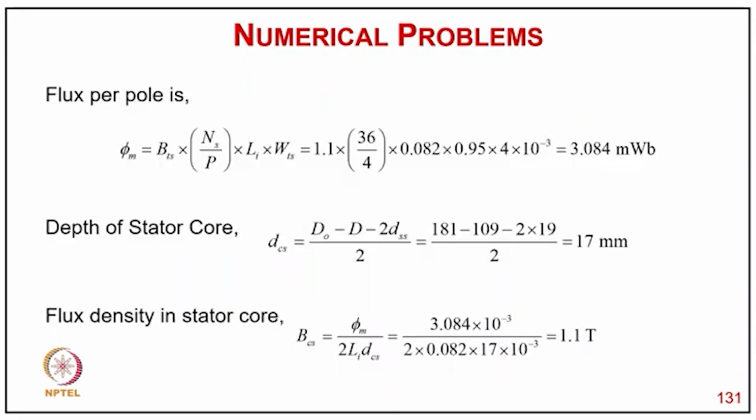Taking a flux density for stator teeth as 1.1 Tesla, the flux per pole will be phi m equal to BTS into NS upon P into Li into WTS. Putting in the values, it comes 3.084 milliweber. The depth of the stator core DC is equal to (D0 minus D minus 2 ds) by 2. Putting in the values, it comes 17 millimeter. The flux density in the stator core is BC equal to phi m upon 2 Li into DC. Putting in the values, it comes 1.1 Tesla.